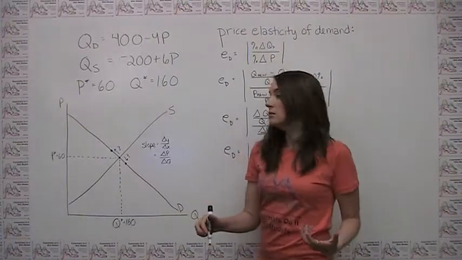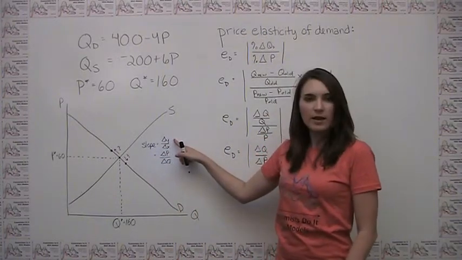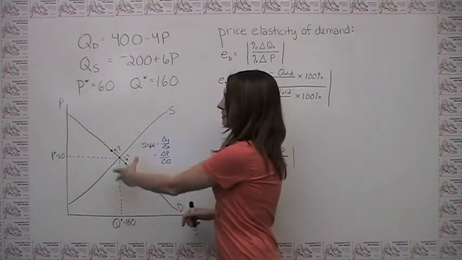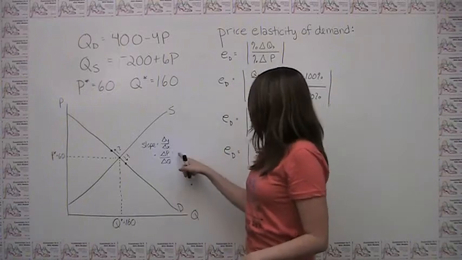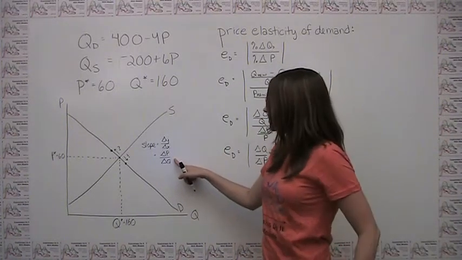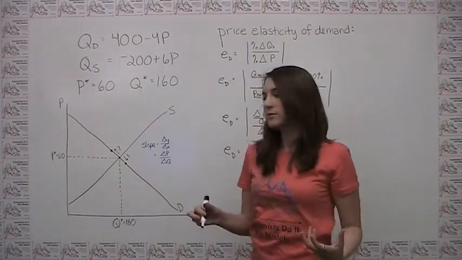So if you recall, the slope of a line is just the change in whatever's on the y-axis divided by the change in whatever's on the x-axis. In the context of this supply and demand diagram, the slope is just going to be a change in price divided by change in quantity. So we could ask ourselves, what is the slope of this demand curve?